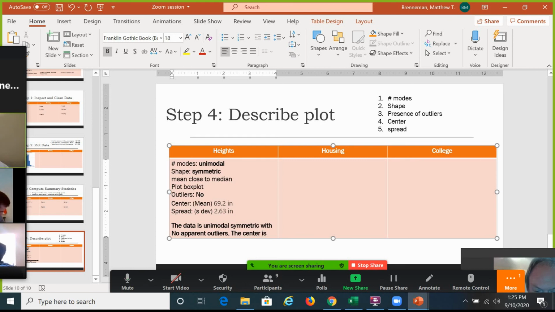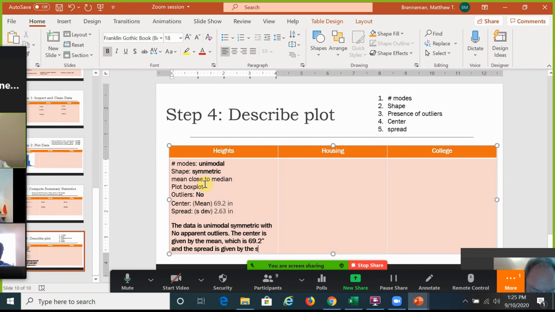The center is given by the mean, which is 69.2 inches. And the spread is given by the standard deviation, which is 2.63 inches. Okay. You can use that literally as a script. Okay? And I would actually prefer you to.